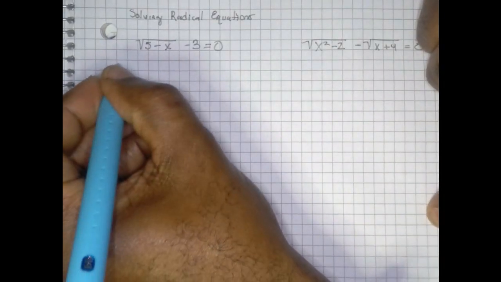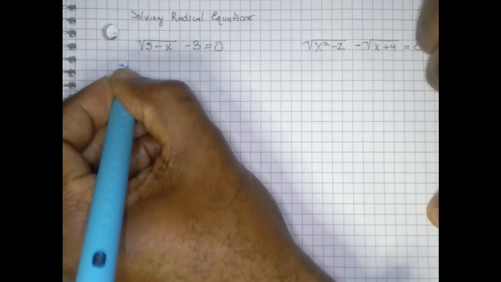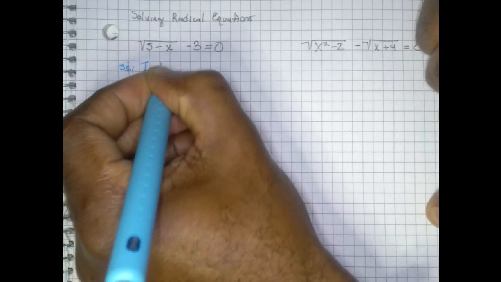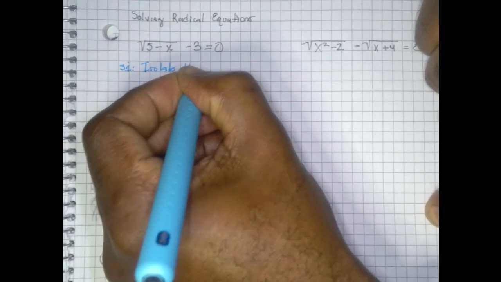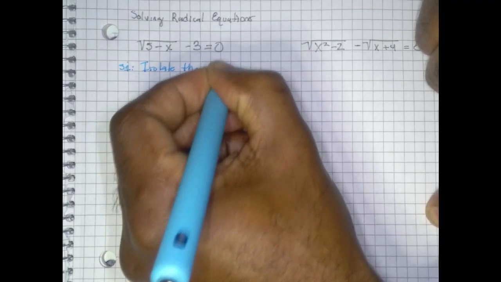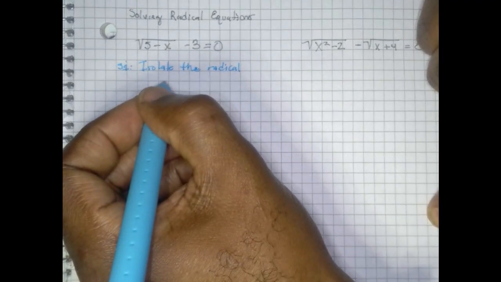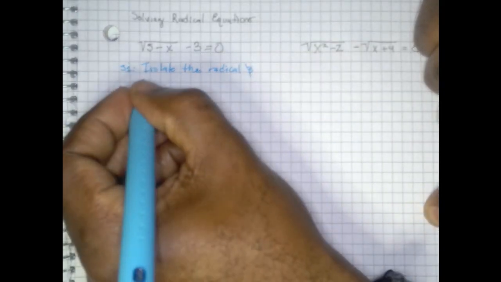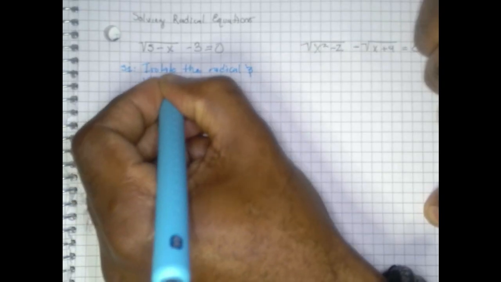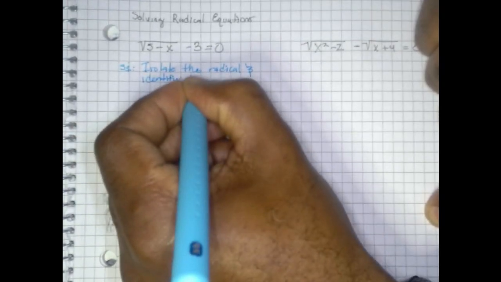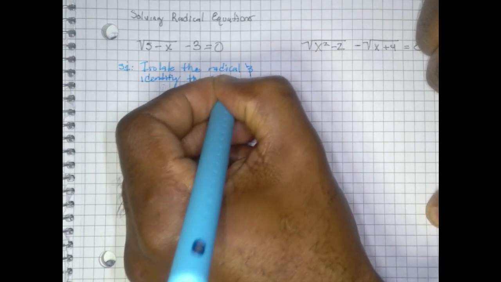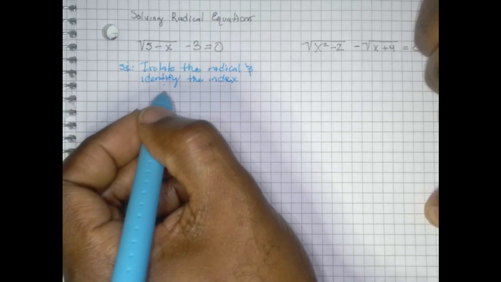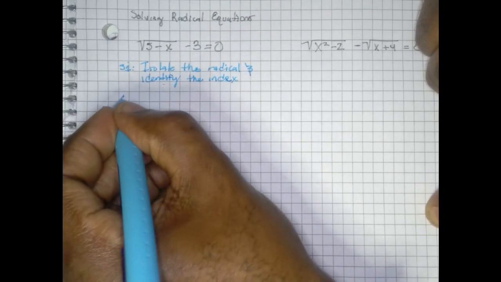Step 1. Isolate the radical and identify the index. All right, we're going to use algebra to get that radical by itself, and then we're going to find out what the index is.